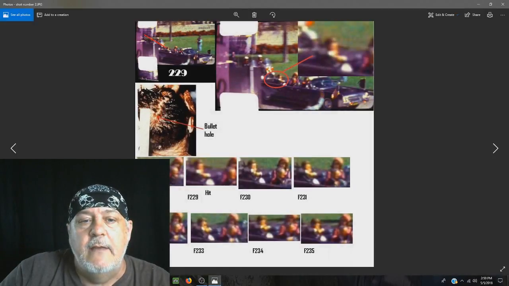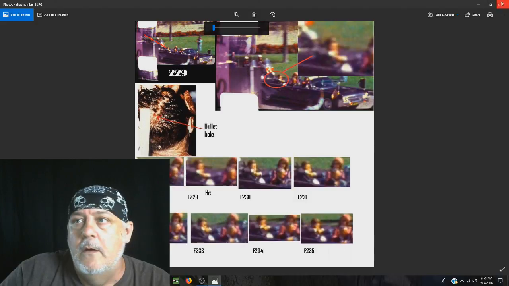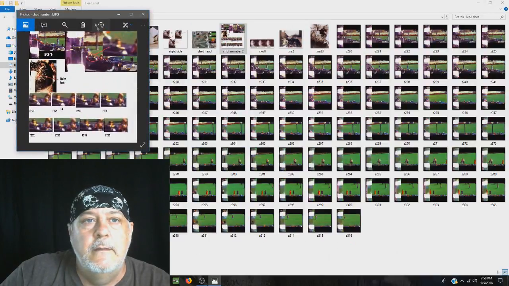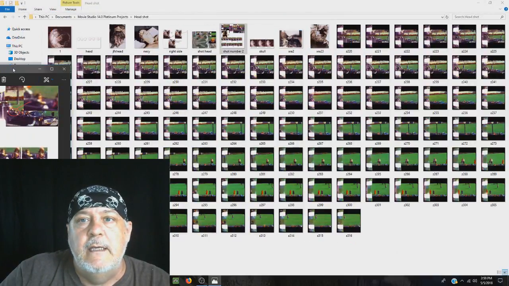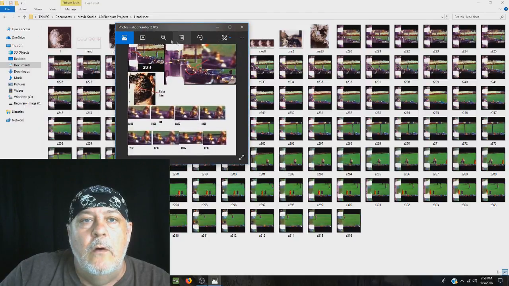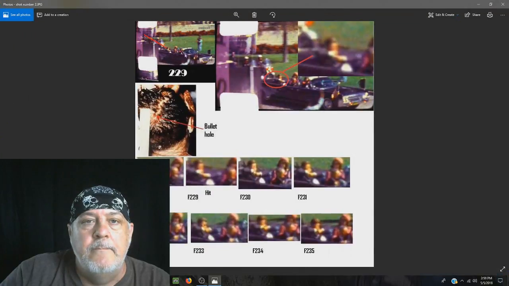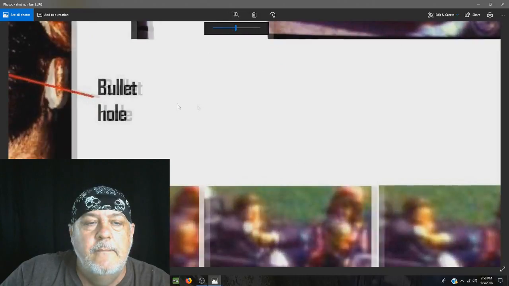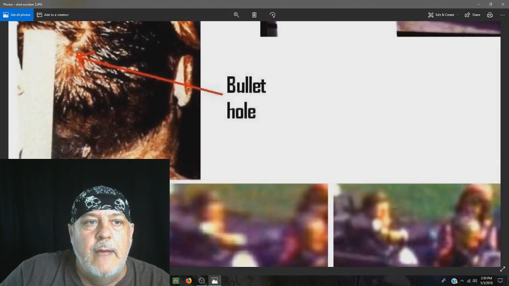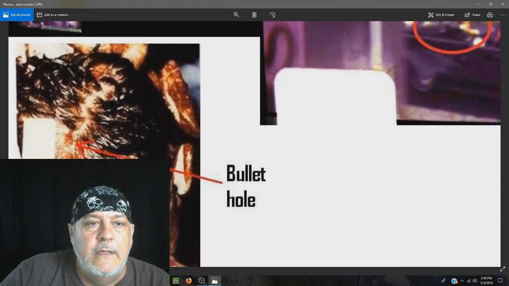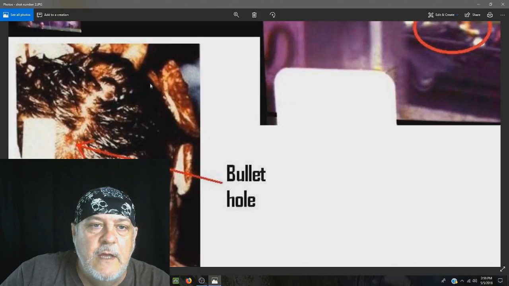So we're looking at this. Remember, JFK's head was shot in frame 229. The bullet entered right here in this location. Let me pull this one up. We'll open this one back up, zoom in. Here's where the bullet entered, right here. The bullet is going to go in 15 centimeters, and that puts it right in this location right here of JFK's head.